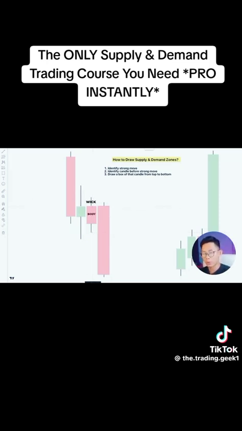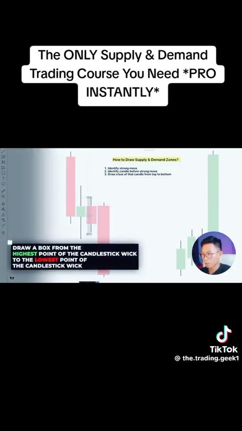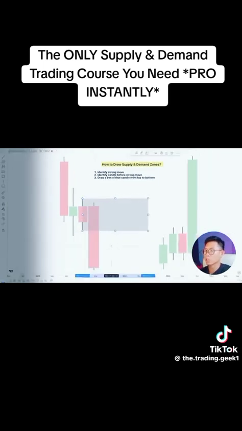I myself will recommend you to draw from the top of the wick to the bottom of the candlestick wick, like the highest point price went to, the lowest point price went to. So what I mean by that is that you can see this is the highest point of the candlestick wick. Plot your first point right here, and then plot your second point right here. This is the lowest point of the wick. And then there we have it. This is your supply zone.